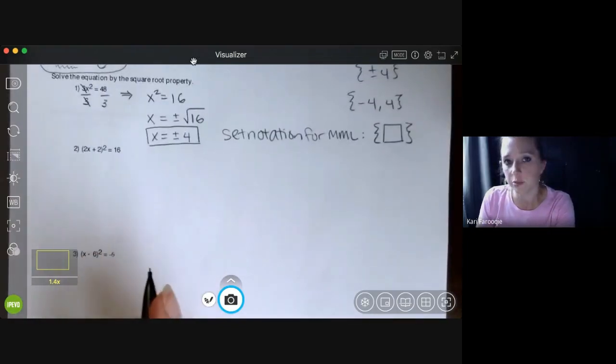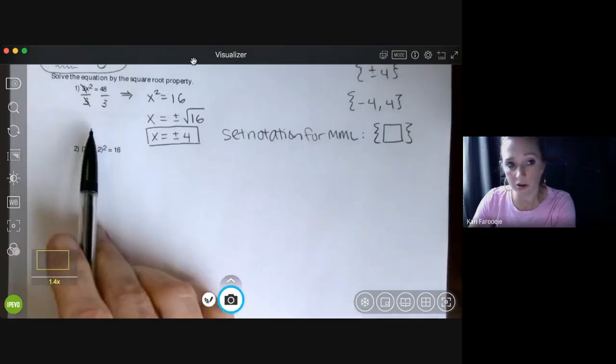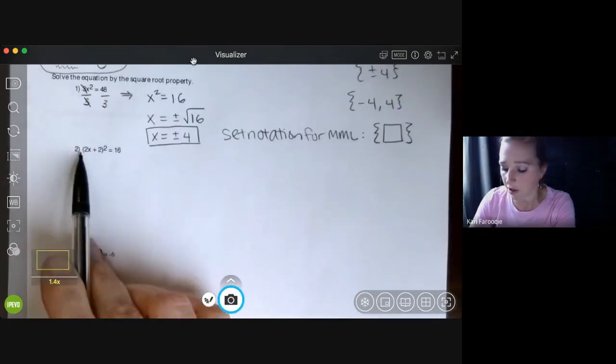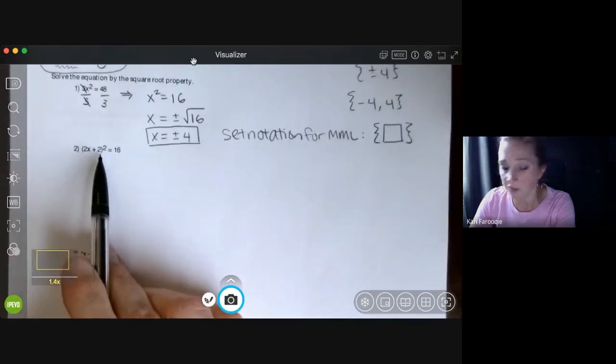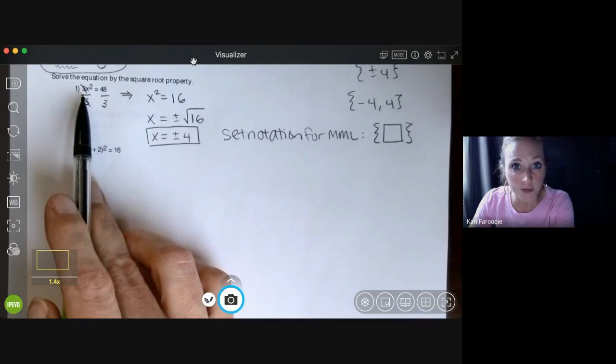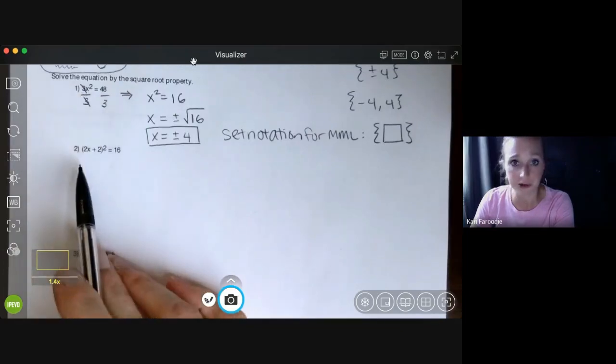Take the square root on both sides. Now, the difference between 1 and 2 is, in this case, you don't have anything else on the left-hand side. You don't have anything being multiplied. All you have is a quantity being squared. Over here, we had something multiplied by that quantity. Here, you don't have that.